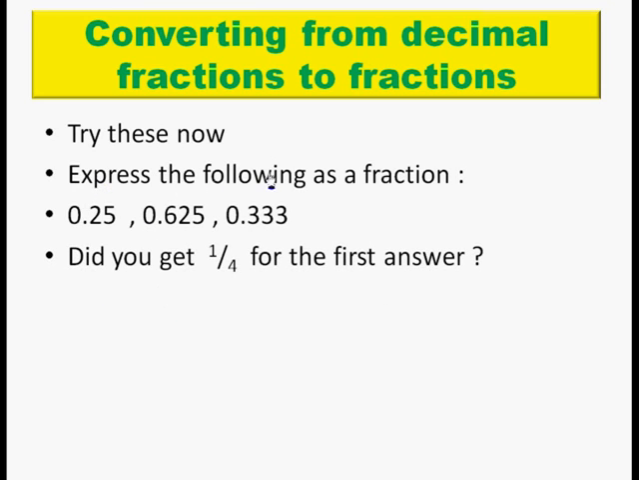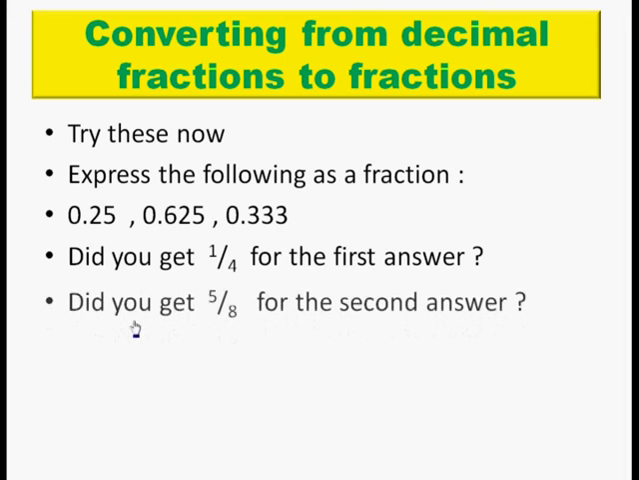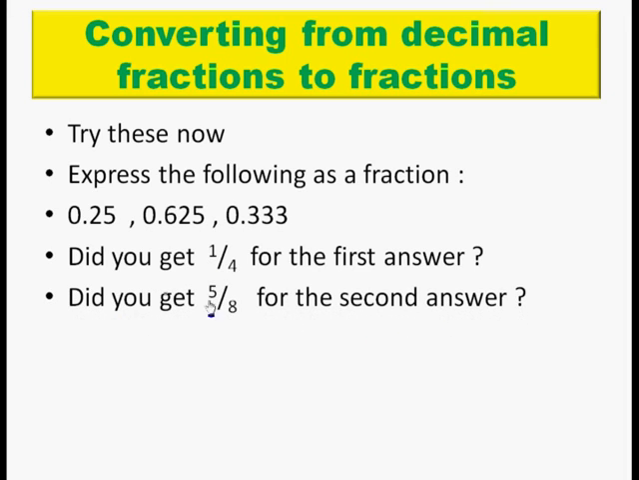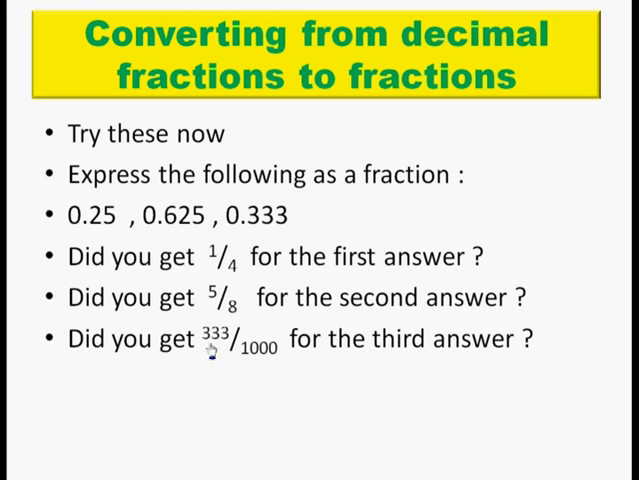Did you get a quarter for the first answer? In other words, we're saying then that 0.25 is a quarter. Did you get 5/8 for the second answer? We're saying that 0.625 is 5/8. Did you get 333 thousandth for the third answer? We are saying that 0.333 is what? 333 thousandth. If you did not get these, well, guess what? Pay attention to the following video clip.